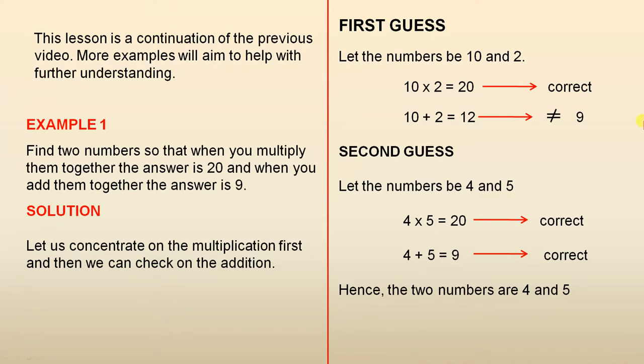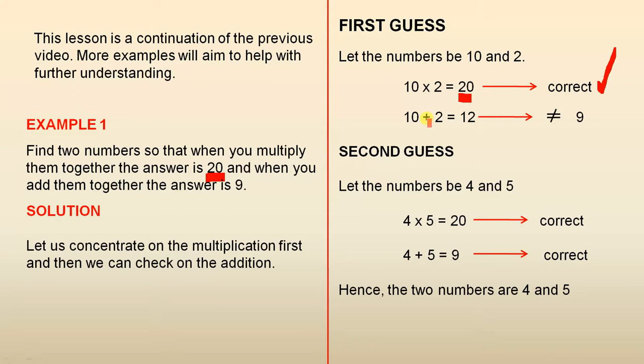Example 1. Find two numbers so that when you multiply them together the answer is 20 and when you add them together the answer is 9. Solution. Let us concentrate on the multiplication first and then we can check on the addition. So with your first guess, let the numbers be 10 and 2. For the multiplication, 10 times 2 equals 20. And we were told in the problem that when you multiply them together you get 20, so that is correct.